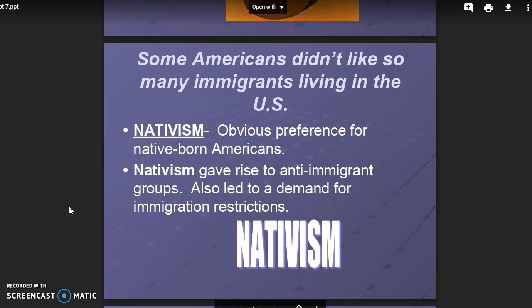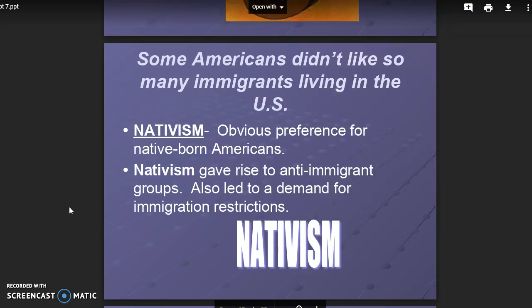Number 9 is asking, what were some American reactions to the new immigrants? And then define nativism. On this slide, you're going to see many Americans didn't like the immigrants living in the U.S. You can write that down. Nativism is defined as the obvious preference for native-born Americans. And write that down as well, please. Nativism gave rise to anti-immigration groups and also led to demand for immigration restrictions.